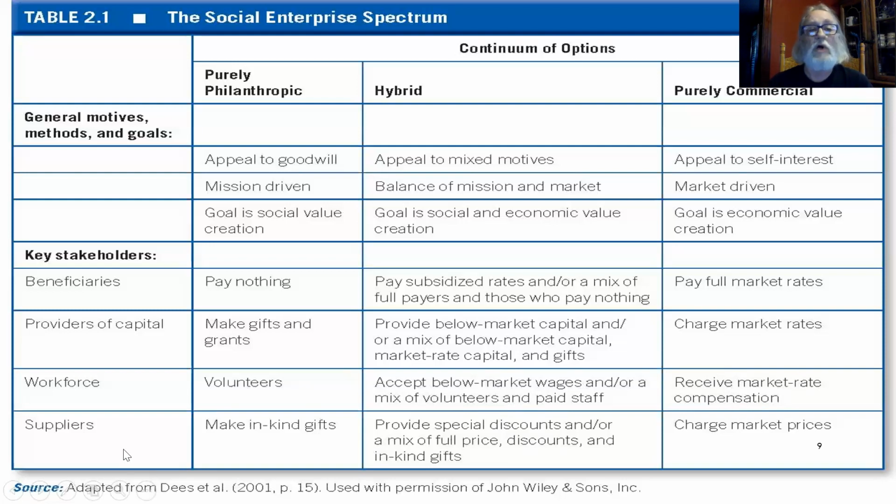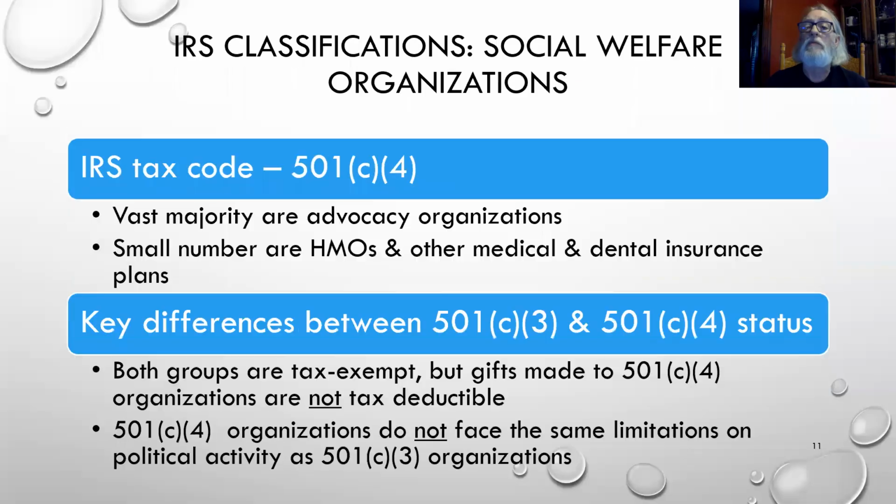And then suppliers. Well, suppliers in this environment of purely philanthropic charity are going to make gifts. And over here, what we're going to see is a hybrid mix of special discounts rather than outright gifts. Maybe some gifts in return. In-kind gifts means, oh, we do something for you, you do something for me. So there could be all sorts of arrangements here. And then over here, of course, suppliers are going to be charged, and they are going to charge a full market price. So that's how it would work.